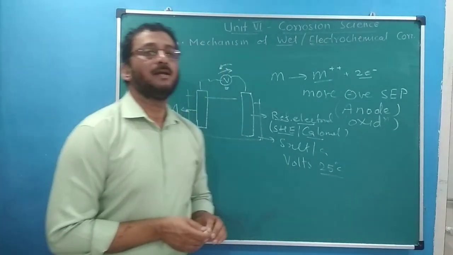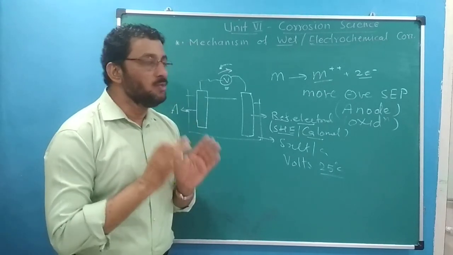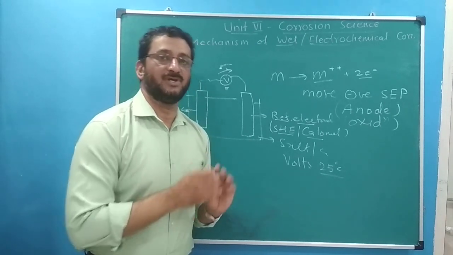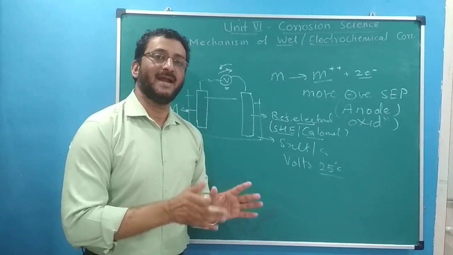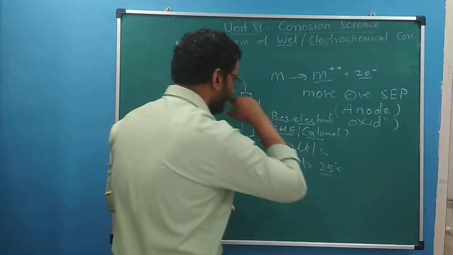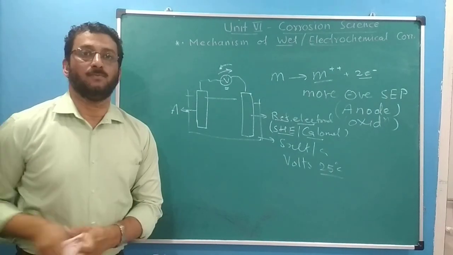And we know that the anode part always suffers loss. The anode part that undergoes oxidation always undergoes decay and deterioration, decay and destruction, dissolution, isn't it? So that is the information we are getting from the electrode potential value.